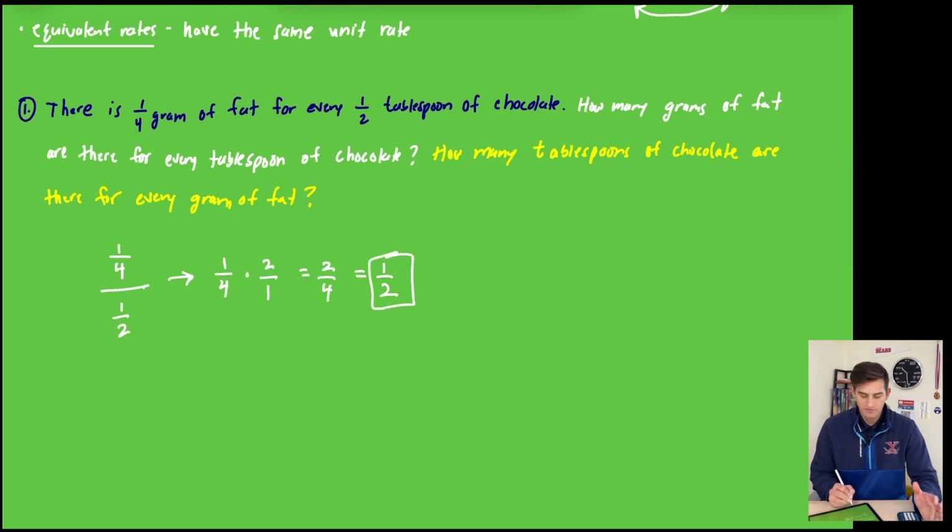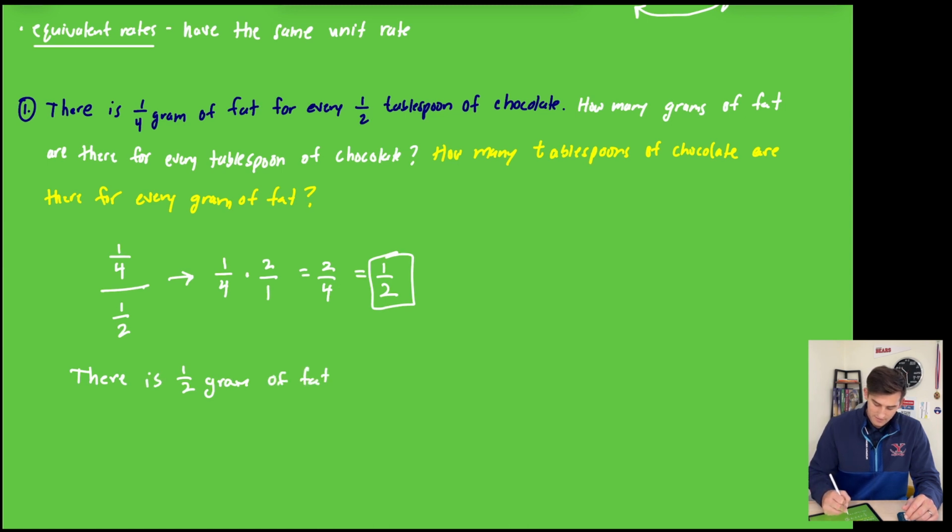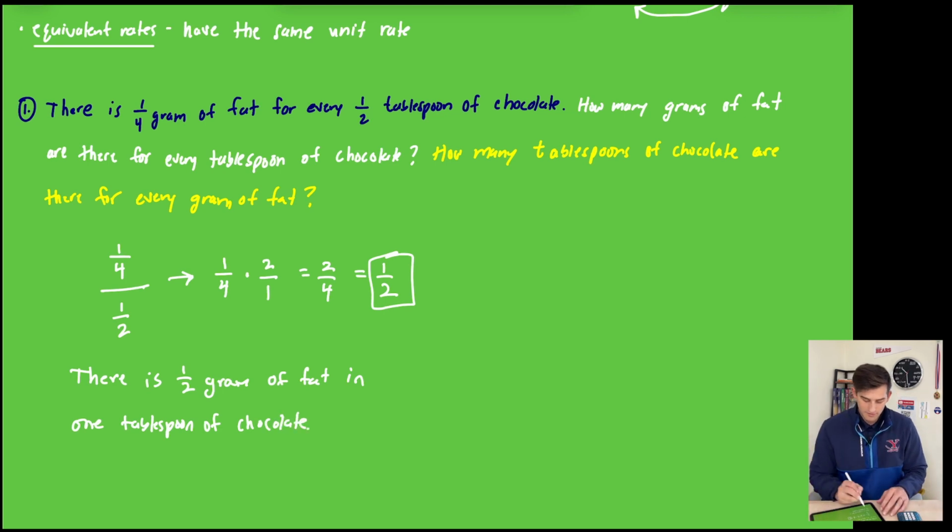So how many grams of fat are there for every tablespoon of chocolate? So there would be, or we could say there are 1/2 grams, so 1/2 of a gram, I guess, would be better. There is, I guess, would be there is instead of there are. There is 1/2 gram of fat in 1 tablespoon of chocolate. Okay?